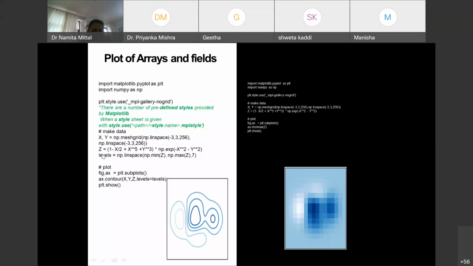Now apart from that we have got Z. Z is in terms of X and Y. This is a complicated equation, e raised to the power of minus x squared minus y squared, but this is how we have to use it in machine learning. We do this in deep learning too, if you remember. And here are the levels we are going to write: linspace of np.min of Z, whatever the minimum comes, and np.max of Z, whatever the maximum comes, comma 7. These are the levels.